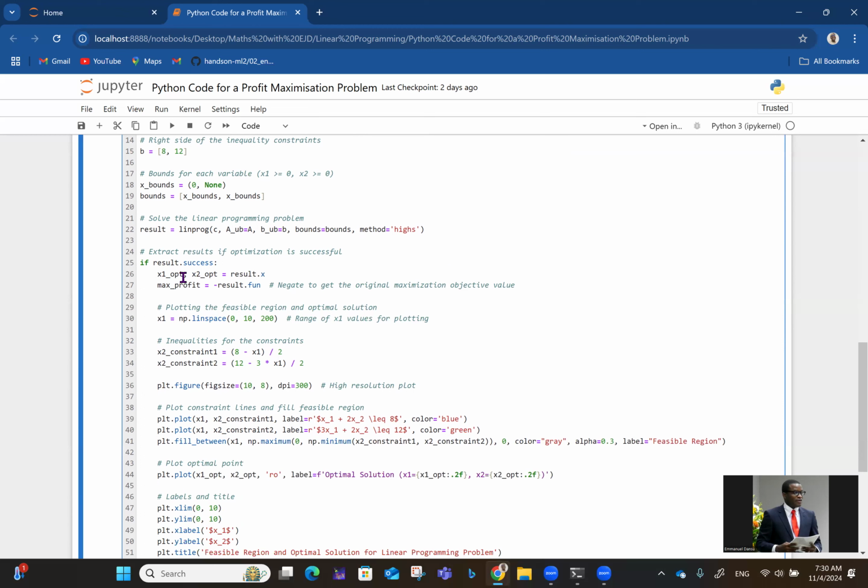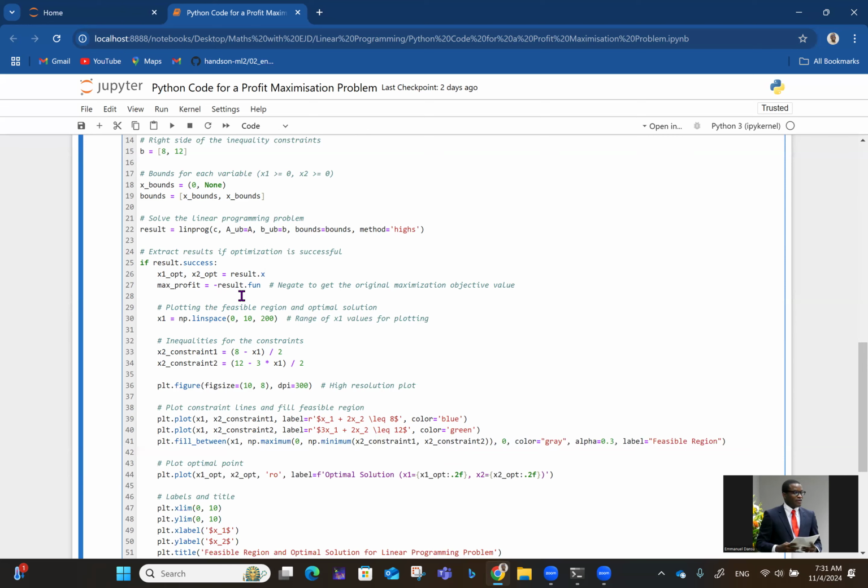If result dot success, this result now. So if result dot success, so you have x1 optimum, x2 optimum equals result dot x. That means that the best value of x1 and the best value of x2 will be extracted as result dot x. The maximum profit will now be minus result dot fun.